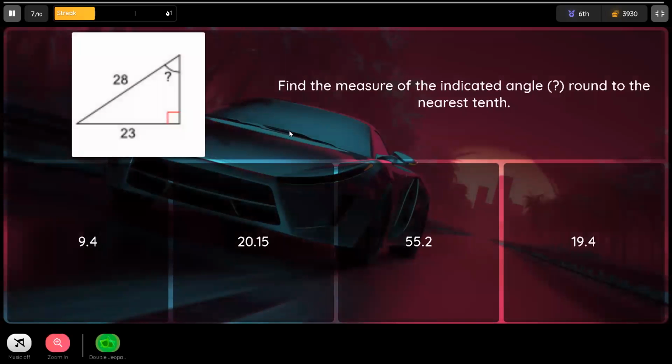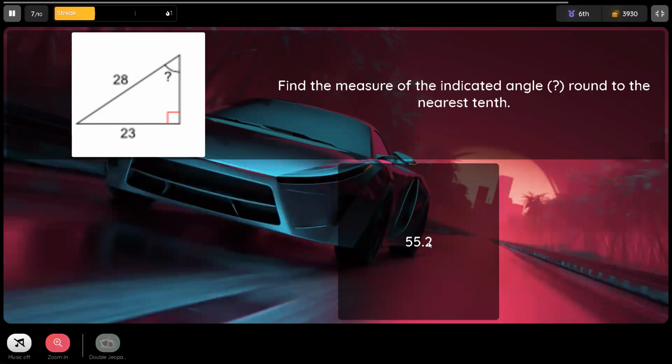Number 7, find the measure of the indicated angle. Round to the nearest tenth. We will use the inverse of sine. So sine of x will be opposite over hypotenuse. Who gives me x? 55.2. Yalla, try to solve it correctly.